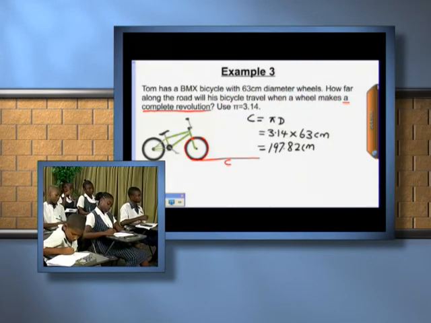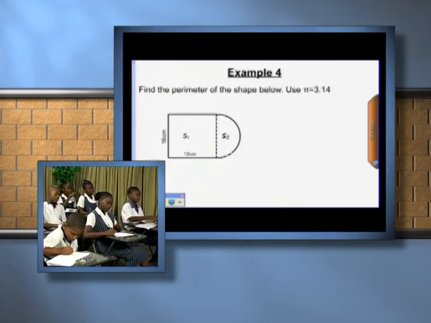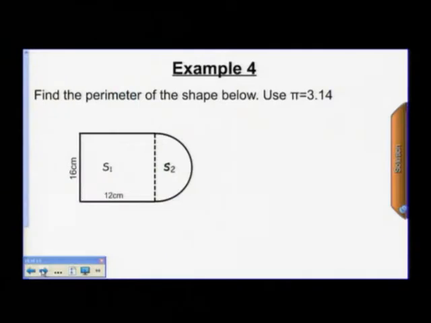Good. Let's take one more question before we go. This is a nice one. Find the perimeter of the shape below. This entire shape we want to find the perimeter of. Is there anyone who sees two shapes there? Yes. Let's combine to form this one. What are the two shapes? A semicircle and a rectangle.